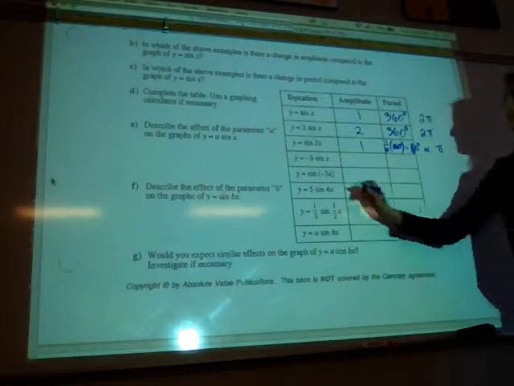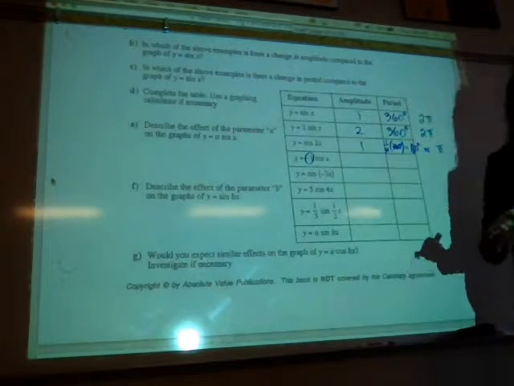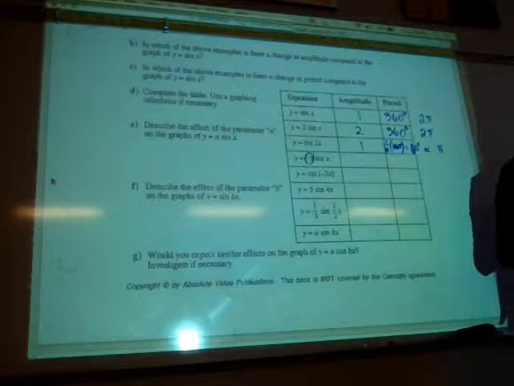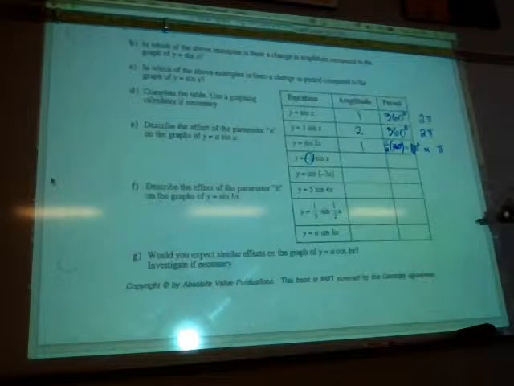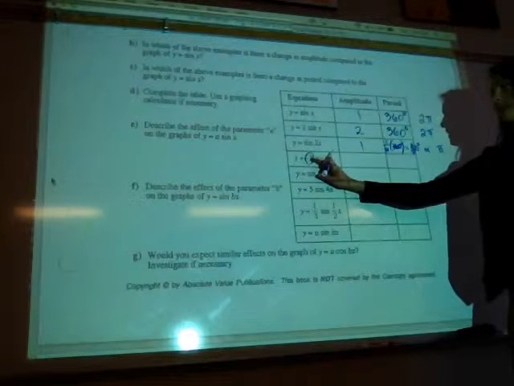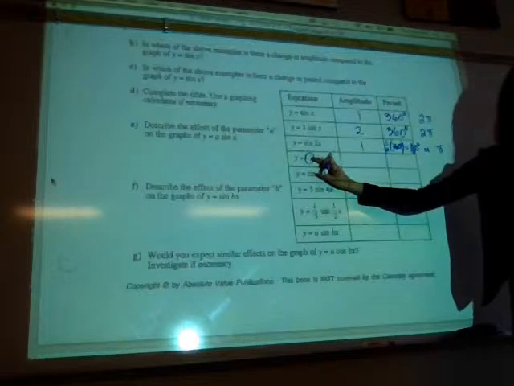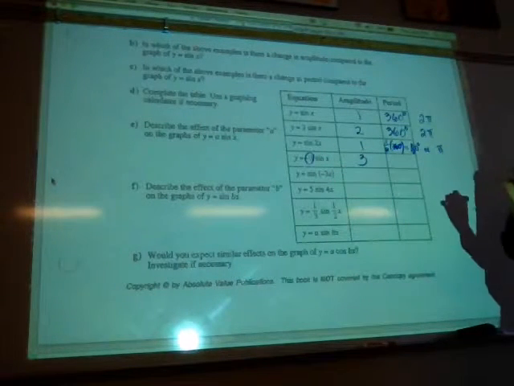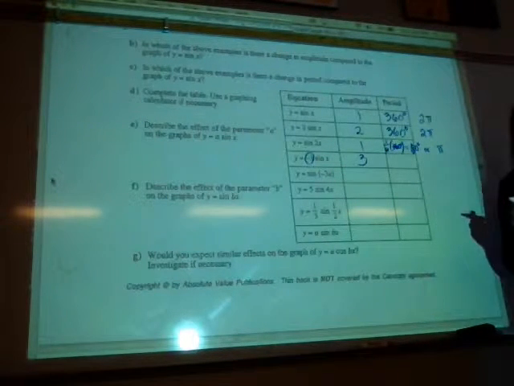Okay, next one, we have -3. Is your amp going to be -3 then? No, because you always go your max minus your min divided by 2, so it should always end up being positive. Okay, your vertical stretch is 3. So all the y coordinates are stretching out by 3, so your new amp will be 3. The reflection doesn't change that.